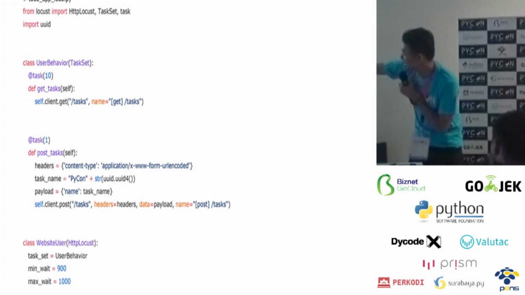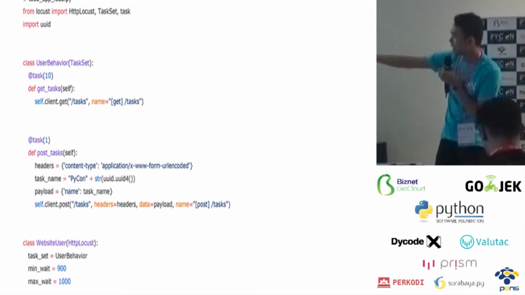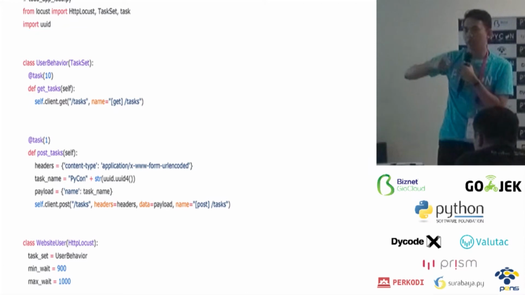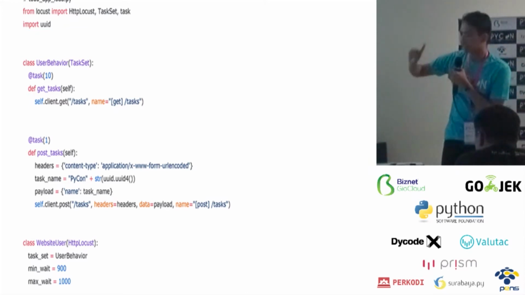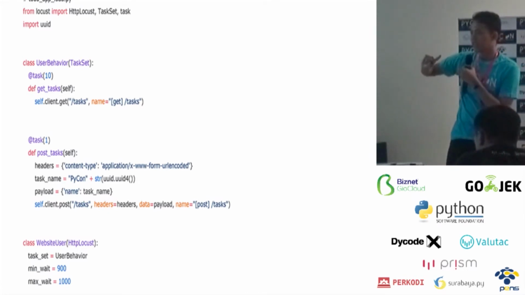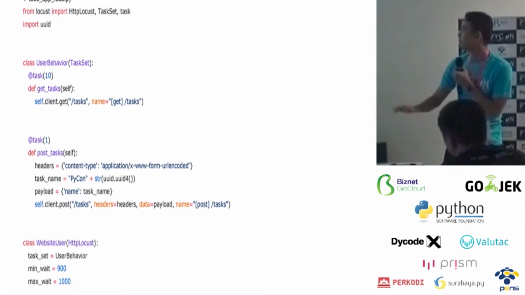There are two parameters, min wait and max wait. Min wait and max wait define the time that each user waits before hitting a new request. They choose a random value between min wait and max wait before invoking a new request. And if you want it to be constant, you can set min wait and max wait to the same number.